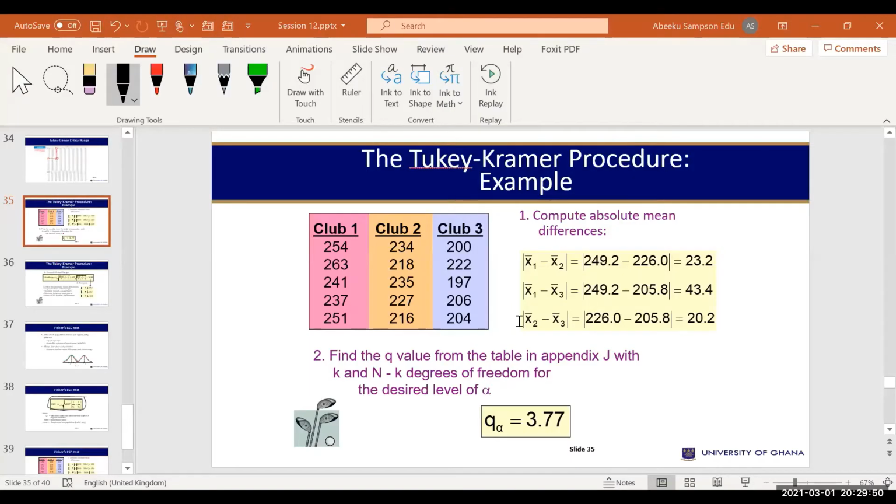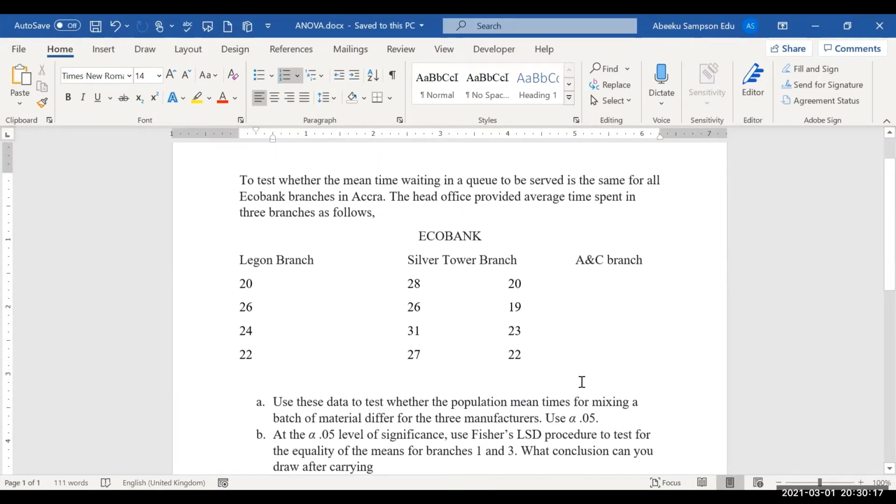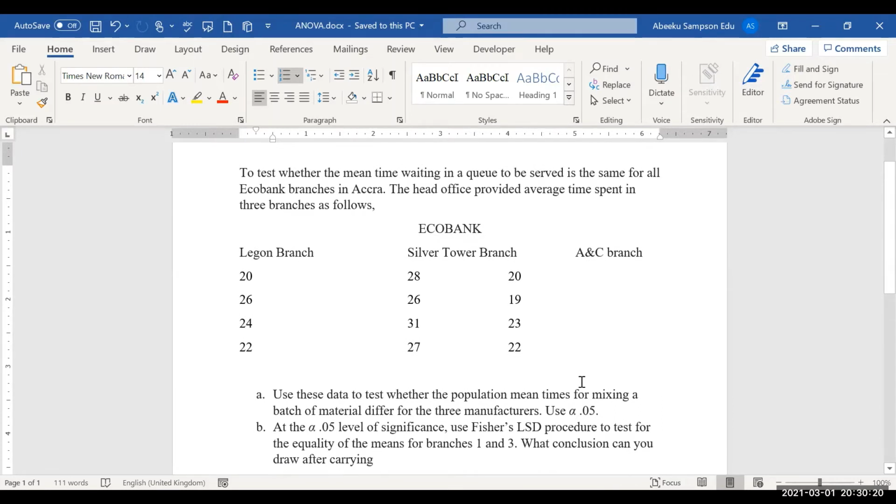This is a question. I just picked a question. We want to test whether the mean time waiting in a queue to be served is the same for all EcoBank branches in Accra. Okay, so the head office, can you see the question I'm reading? Doctor, please, yes, we are now seeing it. Okay, so we want to test whether the mean time waiting in a queue, that's the average time you spend waiting to be served, is the same for all EcoBank branches in Accra. So the head office provided the average time spent in 3 branches. This is the sample they gave.